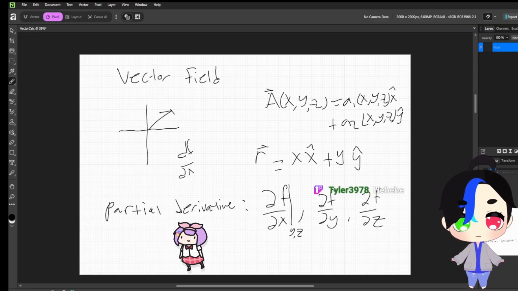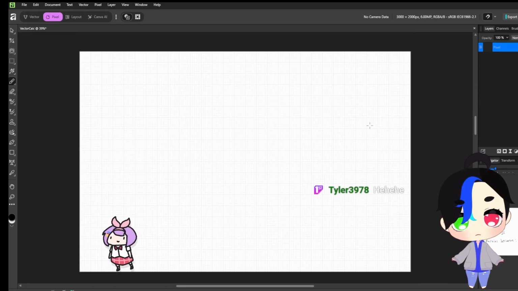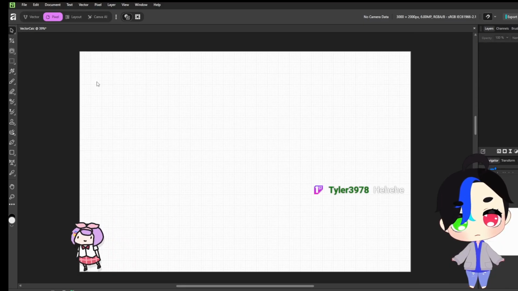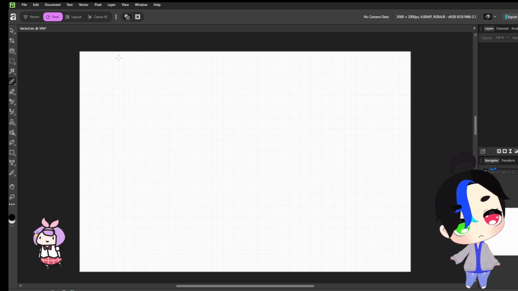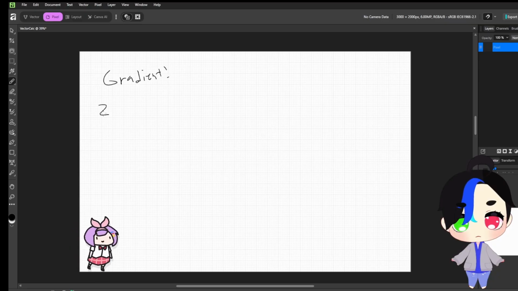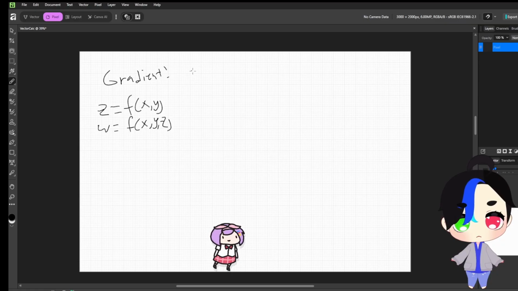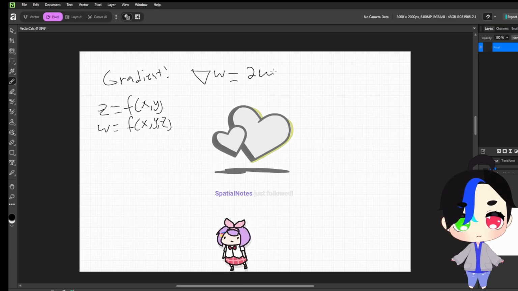All right. So, with these partial derivatives of x and y and z, we can do some interesting things with them. The first object we can make is called the gradient. So if I have some scalar function, so that means just some number is a function of x and y, or some number is a function of x, y, and z, then the gradient of, let's take w, is partial w.